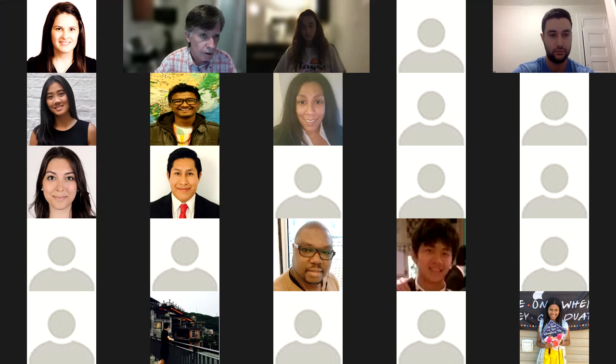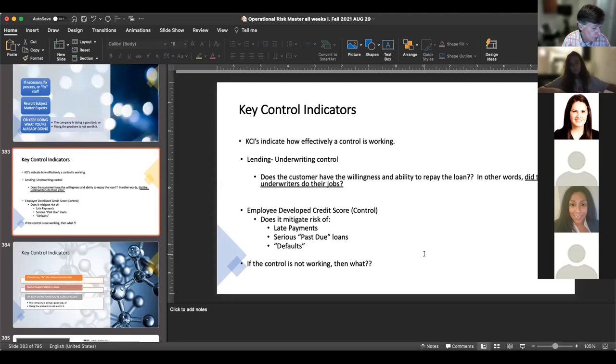Where we left off were the key risk indicators. We did the key performance indicators, and now we're going to look at key control indicators.